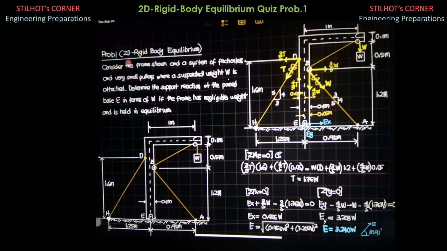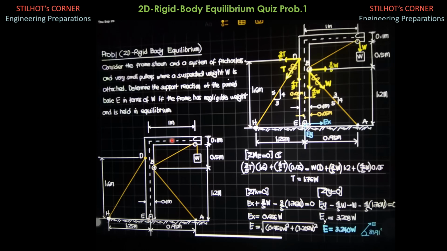The class is 7:40 a.m. to 9:10. This is problem 2. Consider the frame shown and a system of frictionless and very small pulleys where a suspended weight W is attached. Determine the support reaction at the pinned base E, this is the pin, in terms of W if the frame has negligible weight and is held in equilibrium.